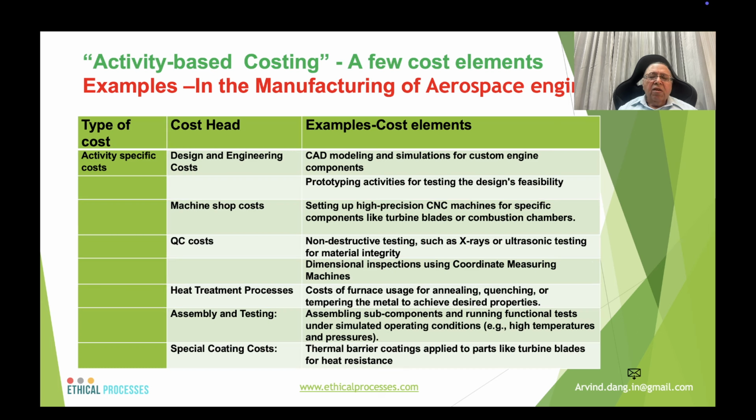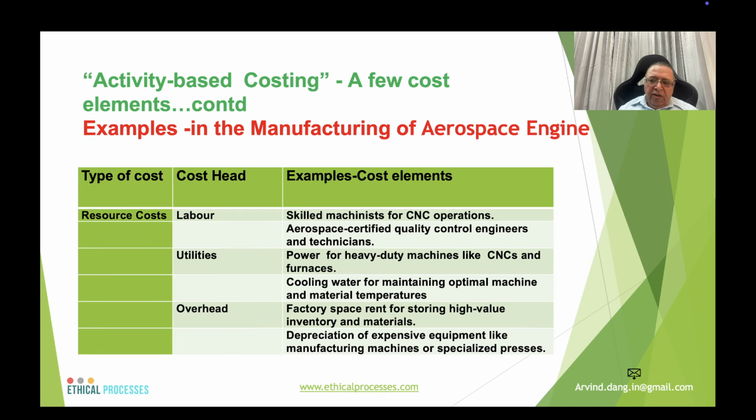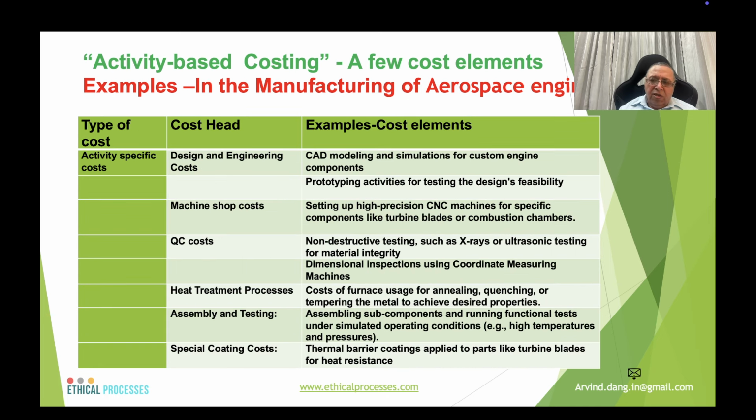Activity based costing. Now, one example of activity based costing is the manufacturing of an aerospace engine, which is a sophisticated engine. Here, the types of costs are, one, the activity specific cost, and second, the resource cost. Now, let's look at the activity based cost. There are different heads in column number 2. Under the cost head: design and engineering cost, machine shop cost, QC cost, heat treatment processes, assembly and testing, and special coating costs.